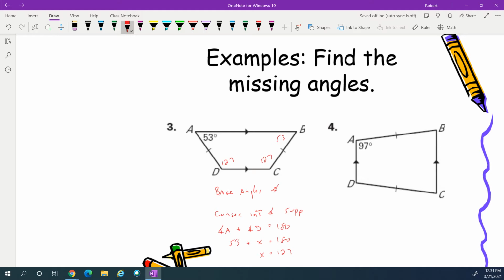In number 4, it's the exact same picture, but rotated. So we're going to approach it the same way. Since AD is the base, angles are congruent.